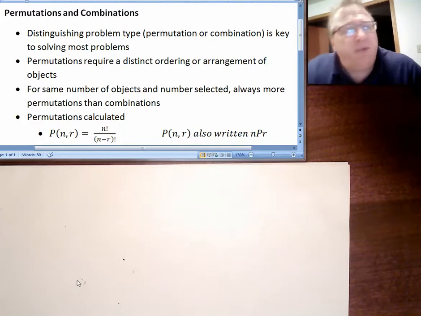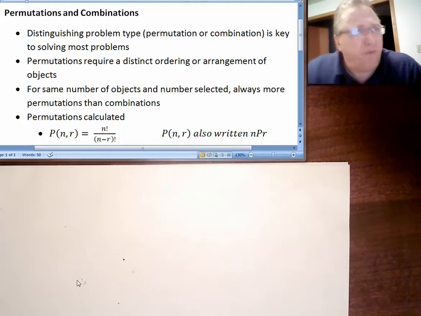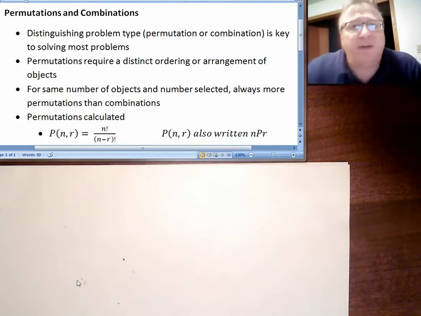You can see in my Word document that's shown in this video, I have an equation and we use the nomenclature P(N, R). N is the total number of objects in the set and R is the number that we're selecting, and we calculate permutations as N factorial divided by the quantity N minus R factorial.